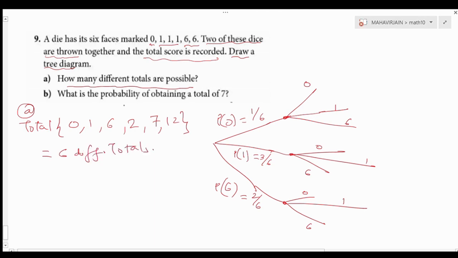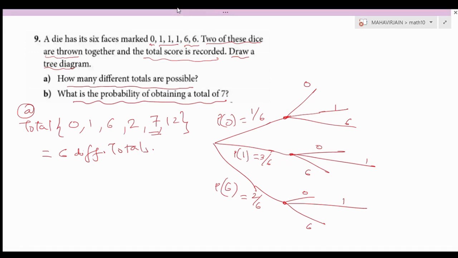Now, what is the probability of obtaining a total of 7? How can you obtain 7? Just check this part. You can get 7 in these two ways. This is one of the branches. I'll change the color for you to understand. Here you can get 7 this way, 1 plus 6, or you can get 6 plus 1, this branch, also 7. Do you understand this? So you just have to add these probabilities.